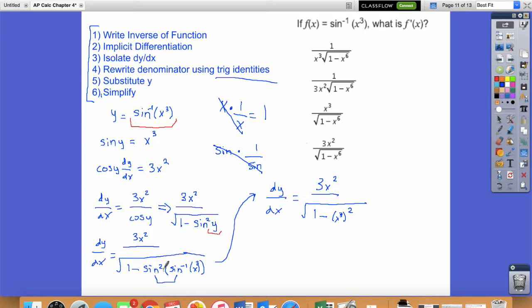So all I did was I took this squared, I moved it to the x cubed, and then the signs canceled out. So that means our final answer is dy dx equals 3x squared over the square root of 1 minus x to the 6th.